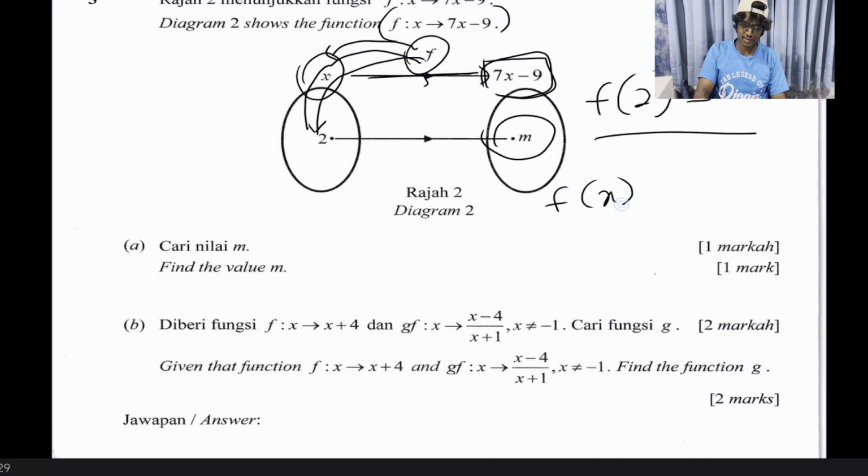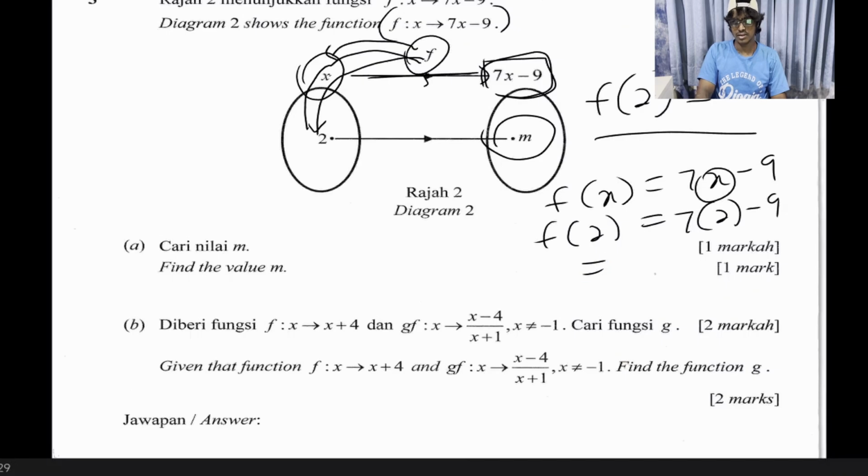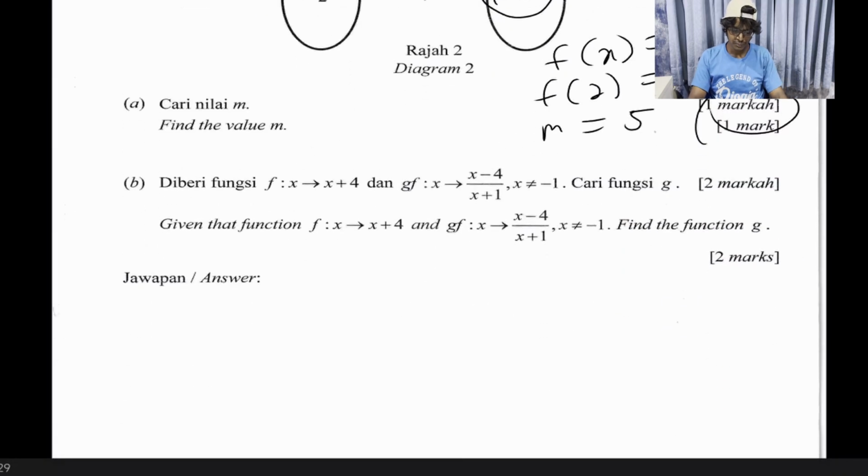So if f(x) equals 7x minus 9, that means f(2), where we replace the x with 2, is 7 times 2 minus 9. 7 times 2 is 14, 14 minus 9 is 5, meaning f(2) and m are the same, meaning 5 and m are the same. So there is your 1 mark.